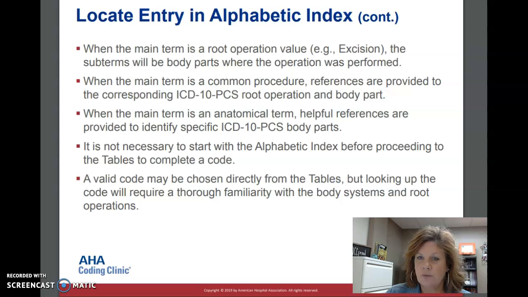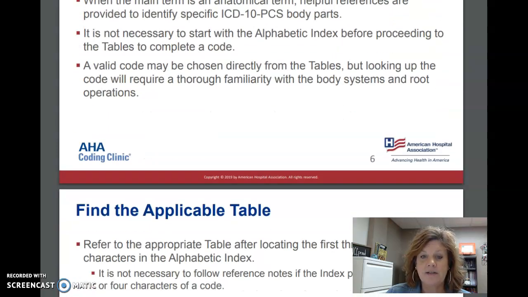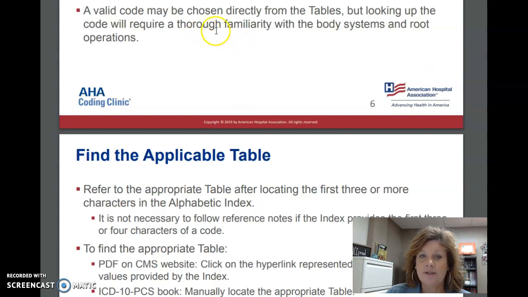So when the main term is the root operation value, example, excision, the subterms will be body parts where the operation was performed. When the main term is common, the references are provided to the corresponding PCS root operation and body part. Okay, so with that, a valid code must be chosen directly from the tables, but looking up the code will require, again, you have to study, know your body systems, and you have to know your root operations.